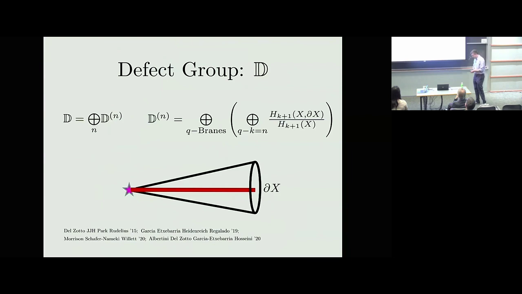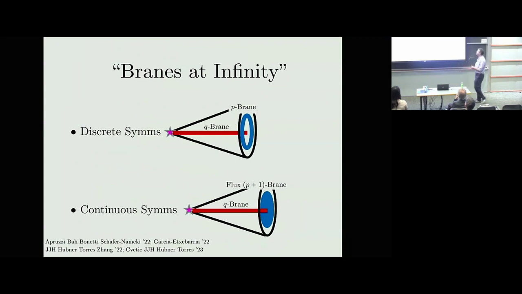Okay, now how about the symmetry operators? I already mentioned this, but I'll just say it again. We just need the magnetic dual branes linking. In the case of discrete symmetries, it turns out to just be the ones that are linking both in the spacetime and in the boundary geometry. For continuous symmetries, it's a slightly more subtle question.